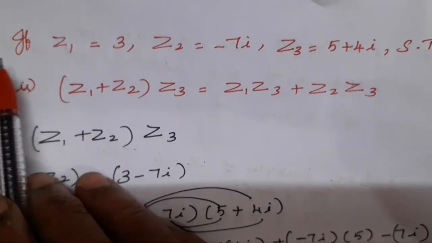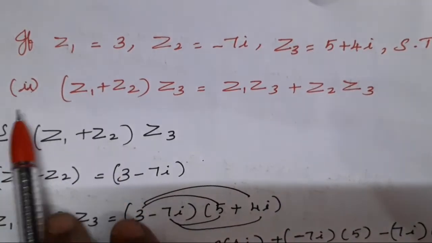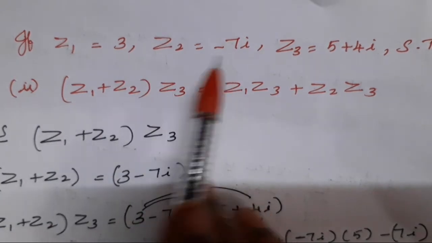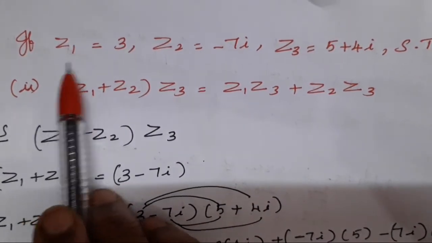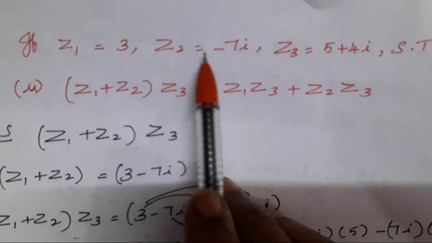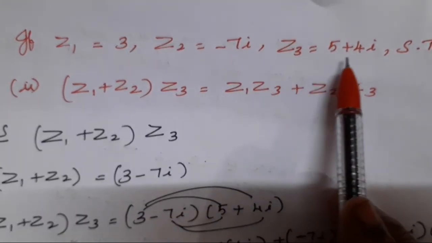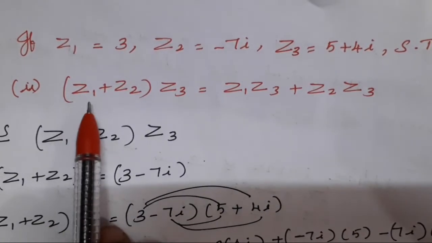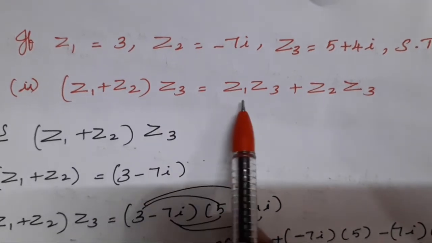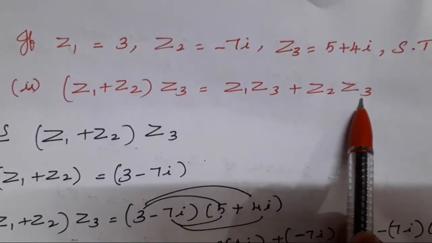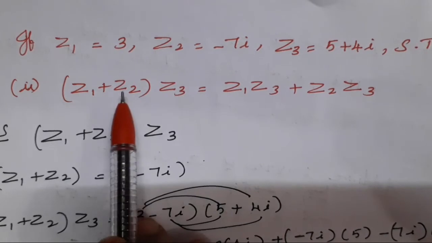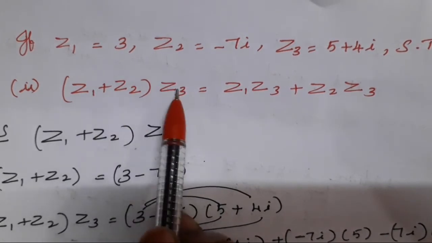For exercise number 2.3, I teach the second sum for the second subdivision. First division, do it yourself, because this is also very easy for you. What is the question given? Z1 equals 3, Z2 equals minus 7i, Z3 equals 5 plus 4i. We are going to prove that (Z1 plus Z2) into Z3 equals (Z1 into Z3) plus (Z2 into Z3). This is the distributive property, multiplication over addition.